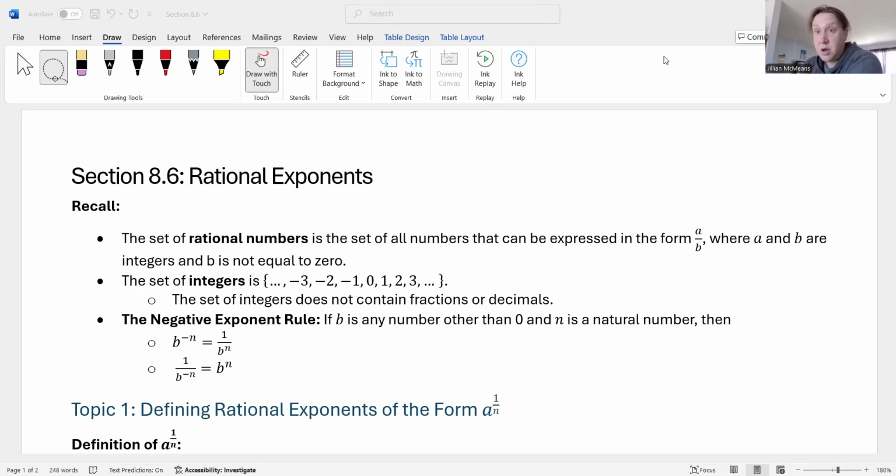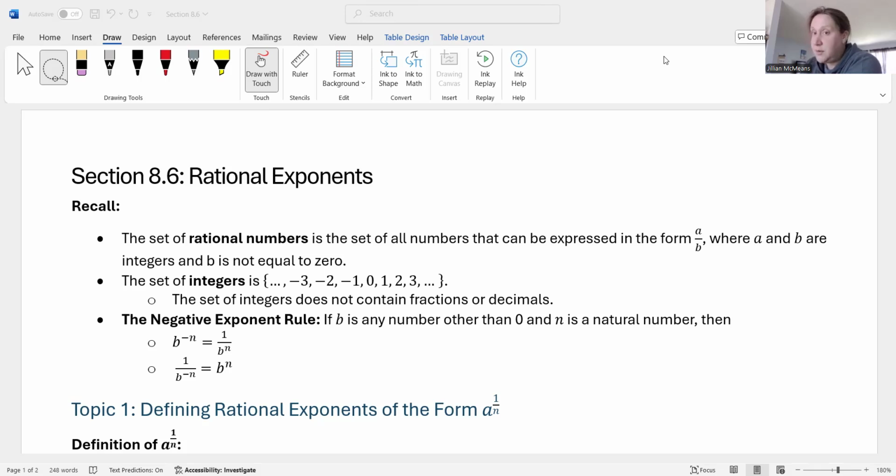Now, rational numbers can also be expressed as decimals that terminate or repeat, but for us, we're interested in numbers that look like fractions, okay? Now, we mentioned integers. So remember, integers are the set of the whole numbers and then their negative counterparts. So no fractions, no decimals, just nice, pretty positive and negative whole numbers.